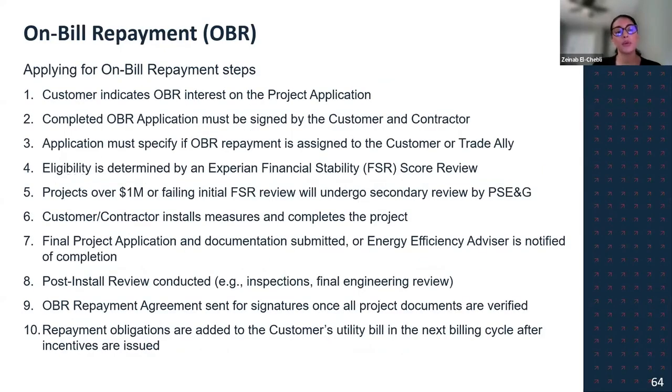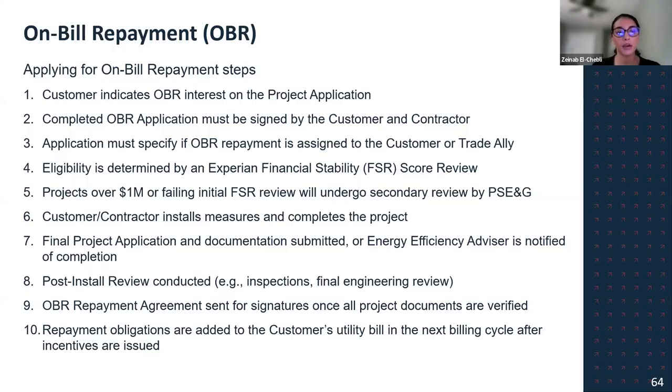For the on-bill repayment, we're just going to walk you through the entire pathway. The customer indicates that they have interest in the OBR option, so they would be looking at the project application. After they complete the OBR application, it must be signed by the customer and the contractor, so you as a trade ally. The application must specify who is going to be receiving the OBR check. They can sign it over to you as the trade ally, but they would have to clearly list it, or they can receive it themselves. For eligibility, again, we would run the FSR score, the Experian stability score, as long as they meet the minimum requirement.